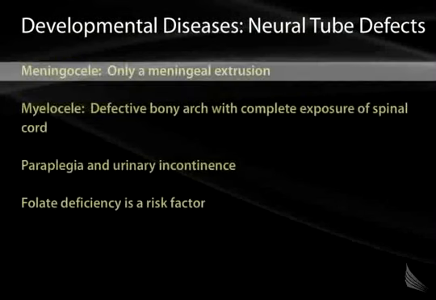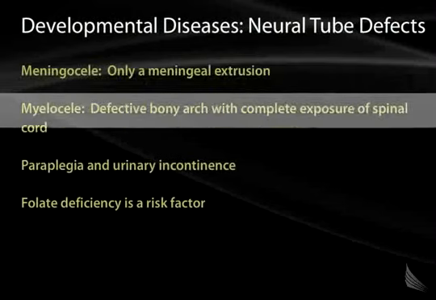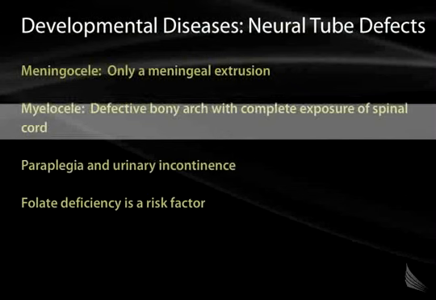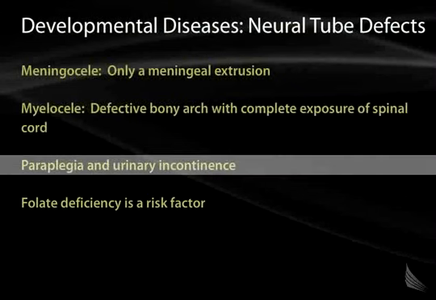A meningocele is only the meninges poking out of the defect, whereas a myelocele is a defective bony arch with complete exposure of the spinal cord. Neural tube defects such as spina bifida typically lead to paraplegia and urinary incontinence.